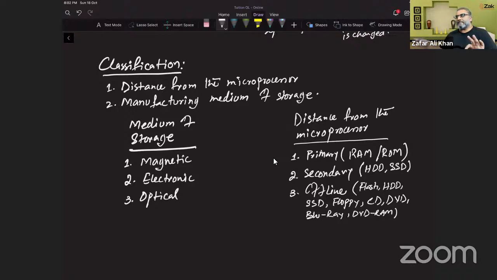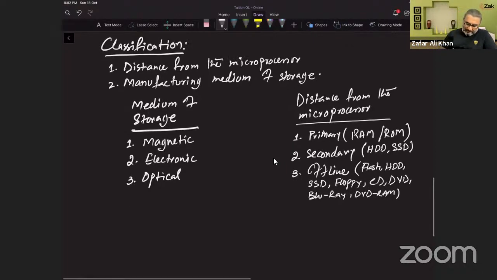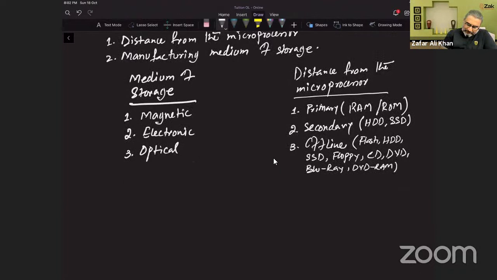So we have seen primary, secondary, and offline. So let's see mediums of storage. Magnetic: floppy and hard disk drive. Flash, SD card, XD card, or SSD: this is electronic. Then optical: it is CD, DVD, Blu-ray, or DVD RAM.